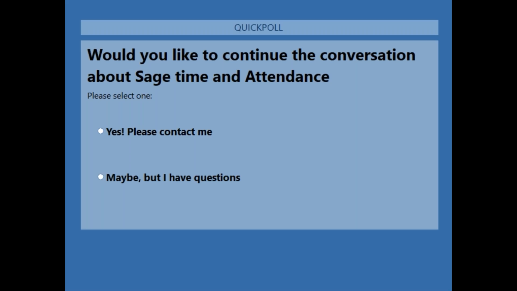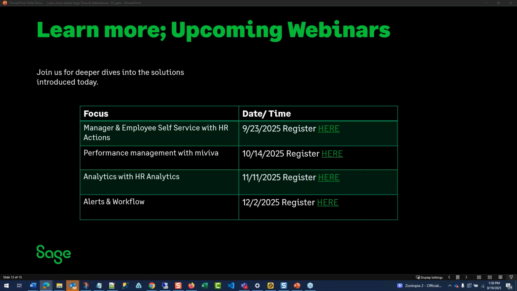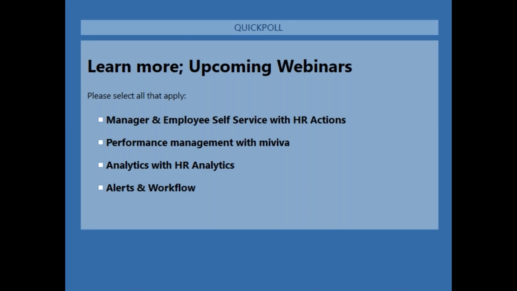Okie doke. Now with that, I want to thank you for joining us. This is part of an ongoing series. This was episode number 3. We have 4 more episodes planned. So on September 23rd, we're doing manager and employee self-service with HR Actions. October 14th, performance management with Maviva. November the 11th, we are doing analytics with HR Analytics. And then on December 2nd, alerts and workflow.